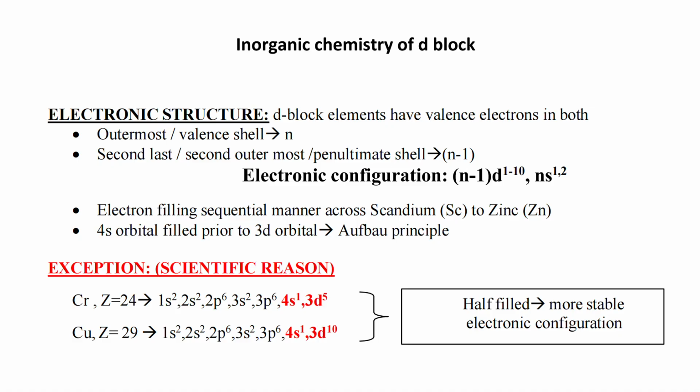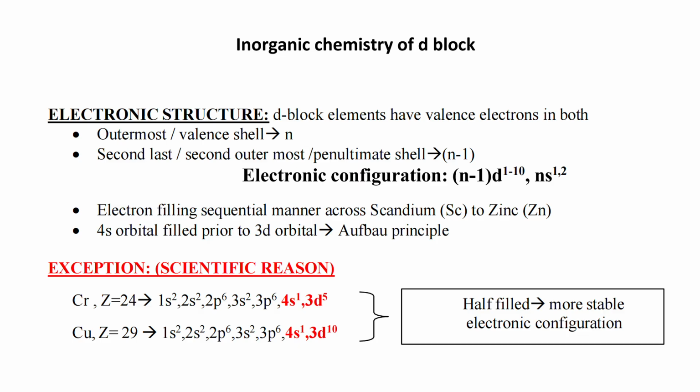Keep in mind that this n-1 and n is constant for the electronic configuration for all the elements of the d block. Then where will be the change? The change will be in the filling of the orbitals, depending on how many electrons you have in the d and s orbitals.